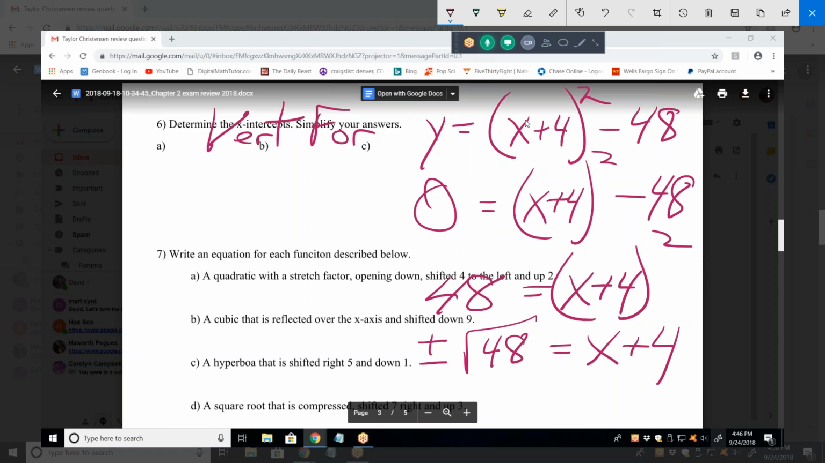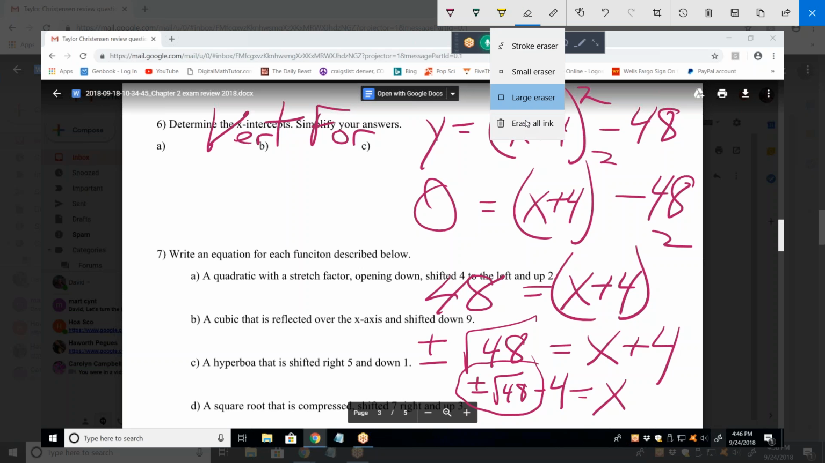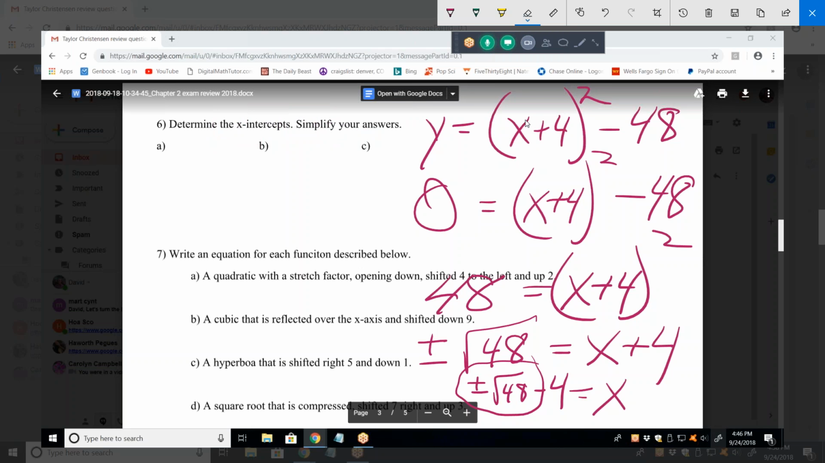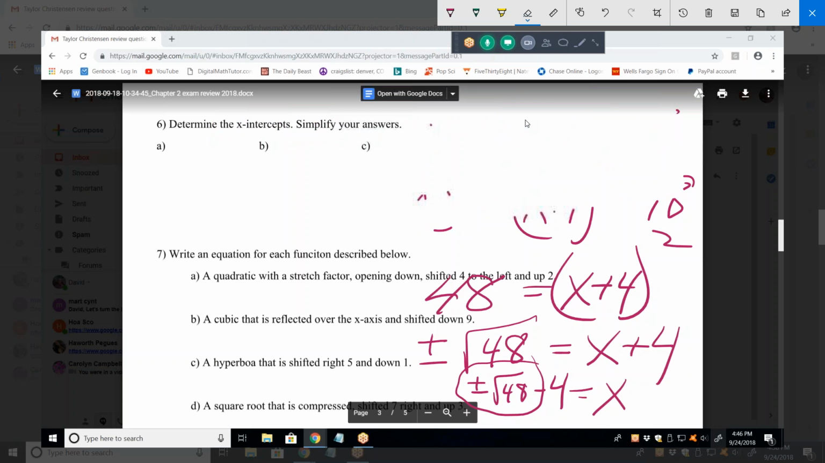Then you bring the 4 over. Okay. So we got x equal plus or minus the square root of 48 minus 4, right? Now that needs to be simplified, because it can be simplified, and they don't ever want you to give an answer that's not simplified. So how do you simplify the square root of 48? What is the square root of 48 equal to?